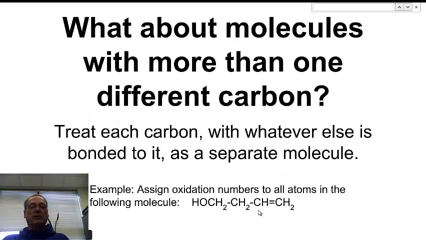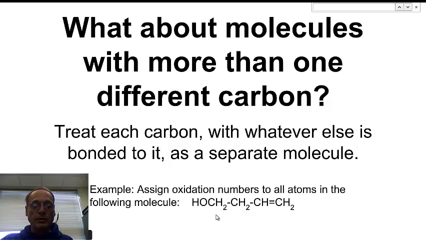Now, what about molecules with more than one different carbon? This is where it gets a little bit more complicated for organic chemistry. So for example, if we're going to assign oxidation numbers to all the atoms in this molecule, how do we handle it since we have a bunch of different kinds of hydrogens and a bunch of different kinds of carbons and an oxygen? How do we assign oxidation numbers?